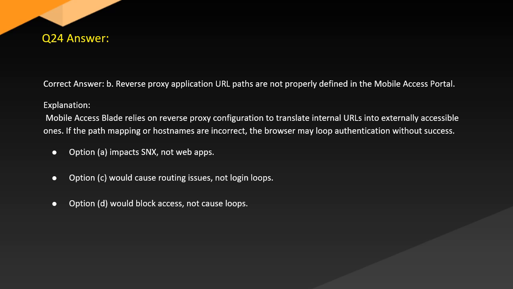Option A impacts SSL VPN or web apps. Option C would cause routing issues, not login loops. Option D would block access, not cause loops.